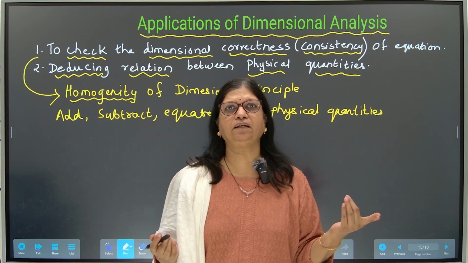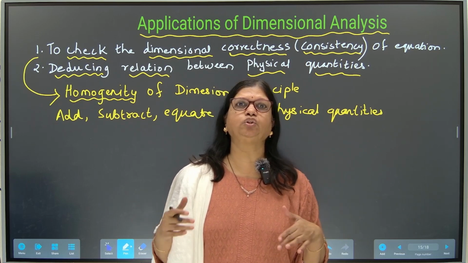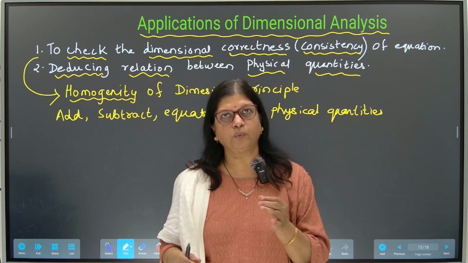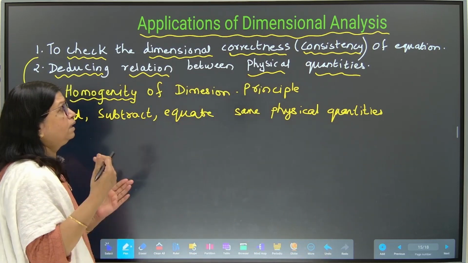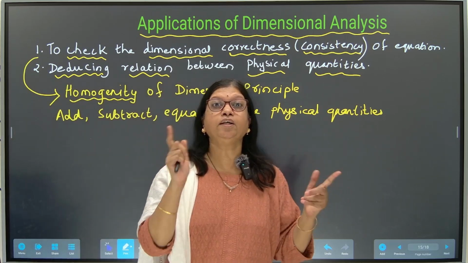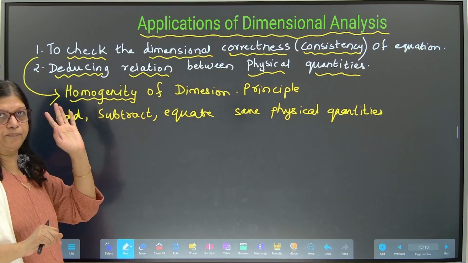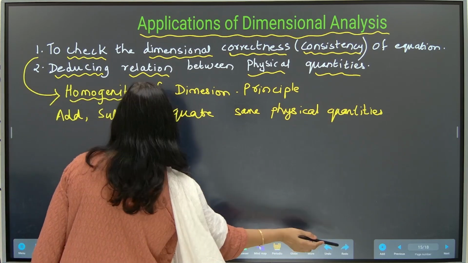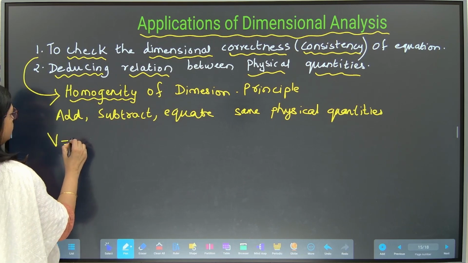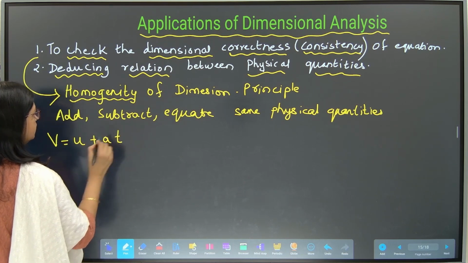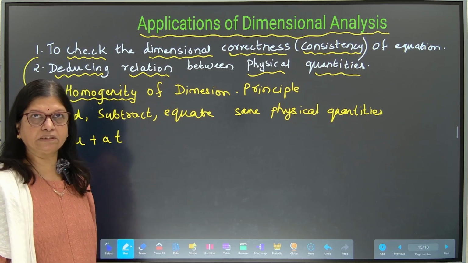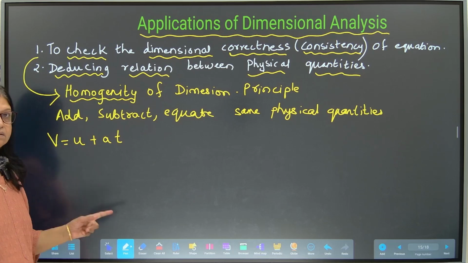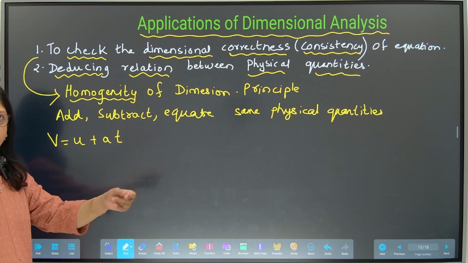For that, let us consider one simple example which you have learnt in 9th standard, in 10th standard, equation of motion. Let us consider whether that equation is correct or not using the principle of homogeneity. So what is the first equation? v is equal to u plus at. This is the first equation of motion known to us, where v is the final velocity, u is the initial velocity, a is the acceleration of the body, and t is the time taken.